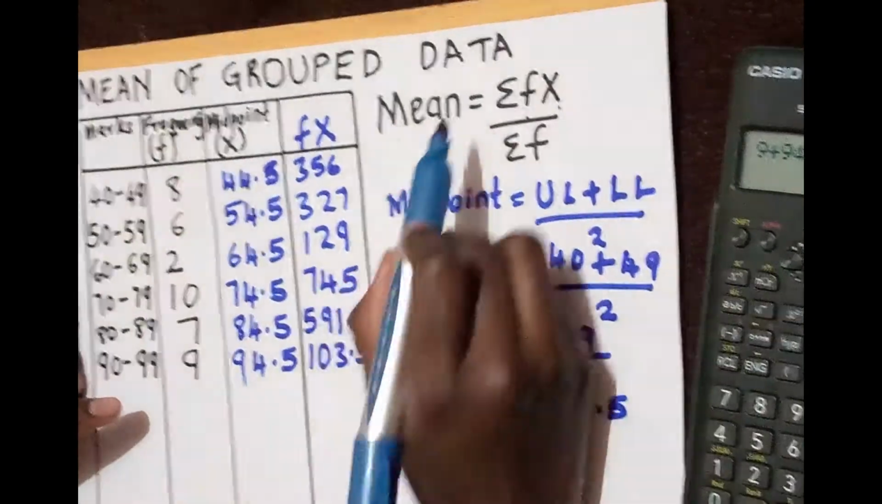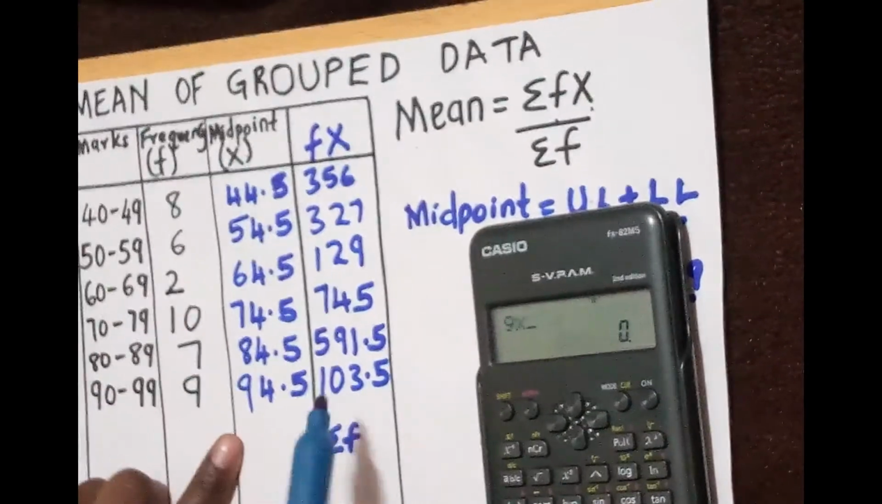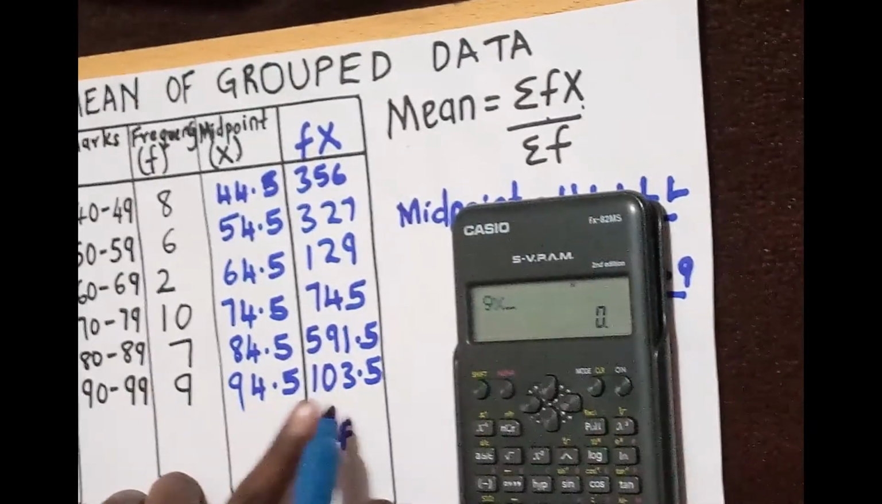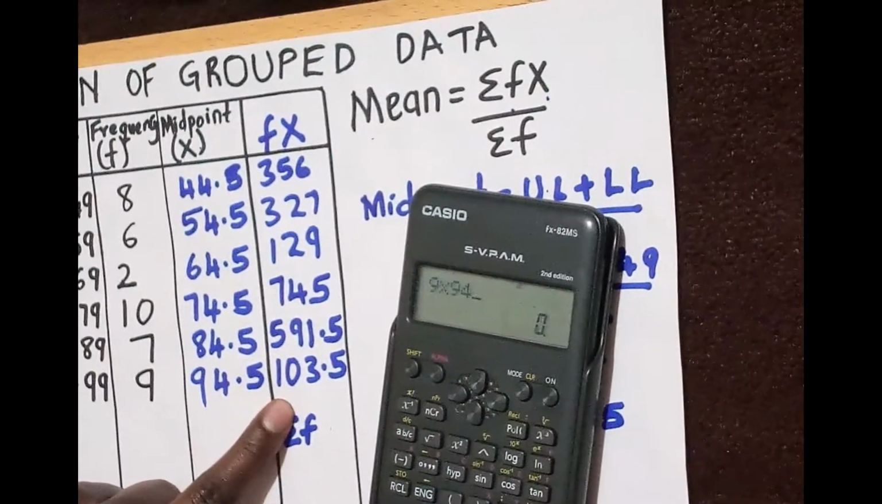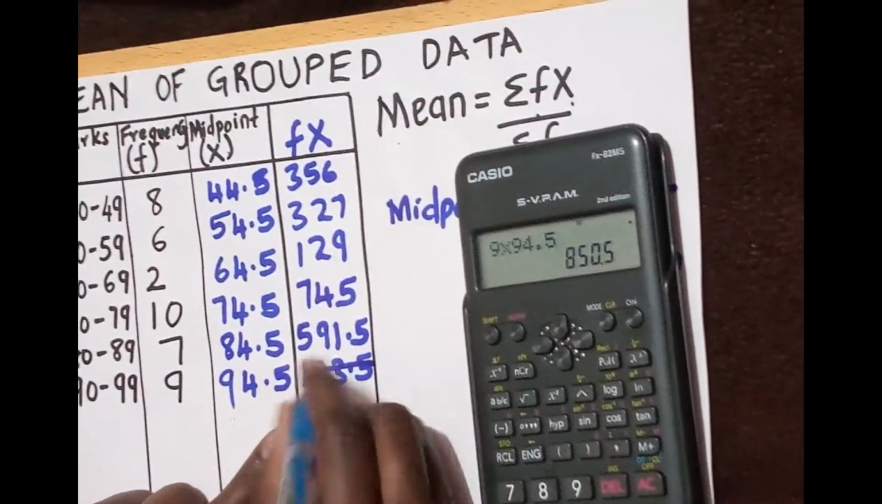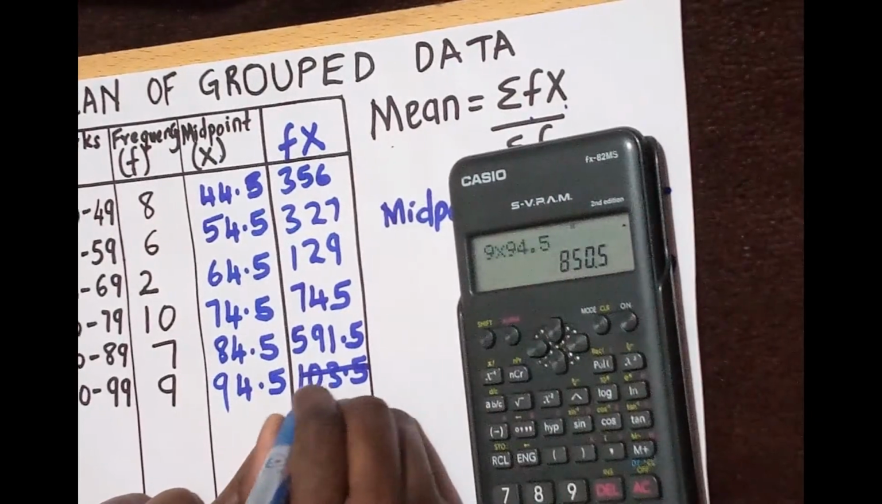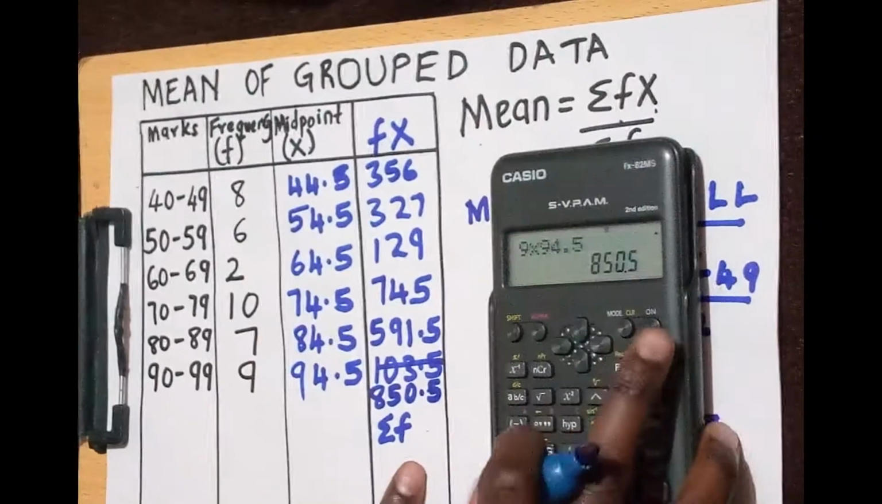Now, what's the meaning of summation? Summation means that you add. Sorry guys, we made a mistake here. I realized that just now. So 9 times 94.5 is equivalent to 850.5. So you should be very careful about that.